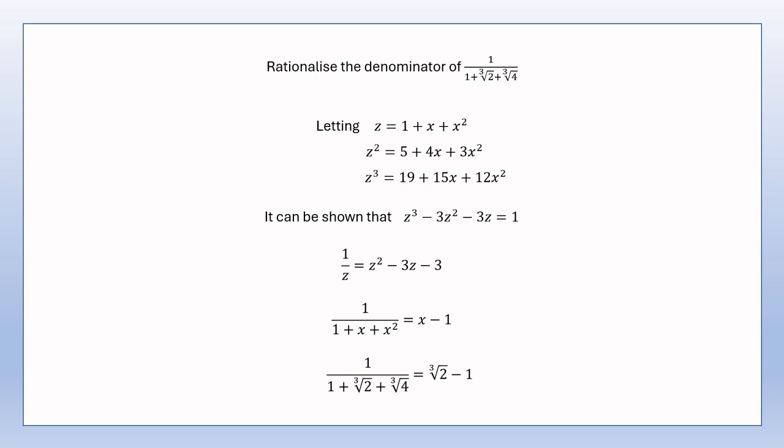Or in other words, 1 over 1 plus the cube root of 2 plus the cube root of 4 is equal to the cube root of 2 minus 1, which of course has a rational denominator. This second alternative solution is using the idea of a minimal polynomial of an algebraic irrational. Rationalising the denominator can become quite difficult and laborious beyond a certain point.